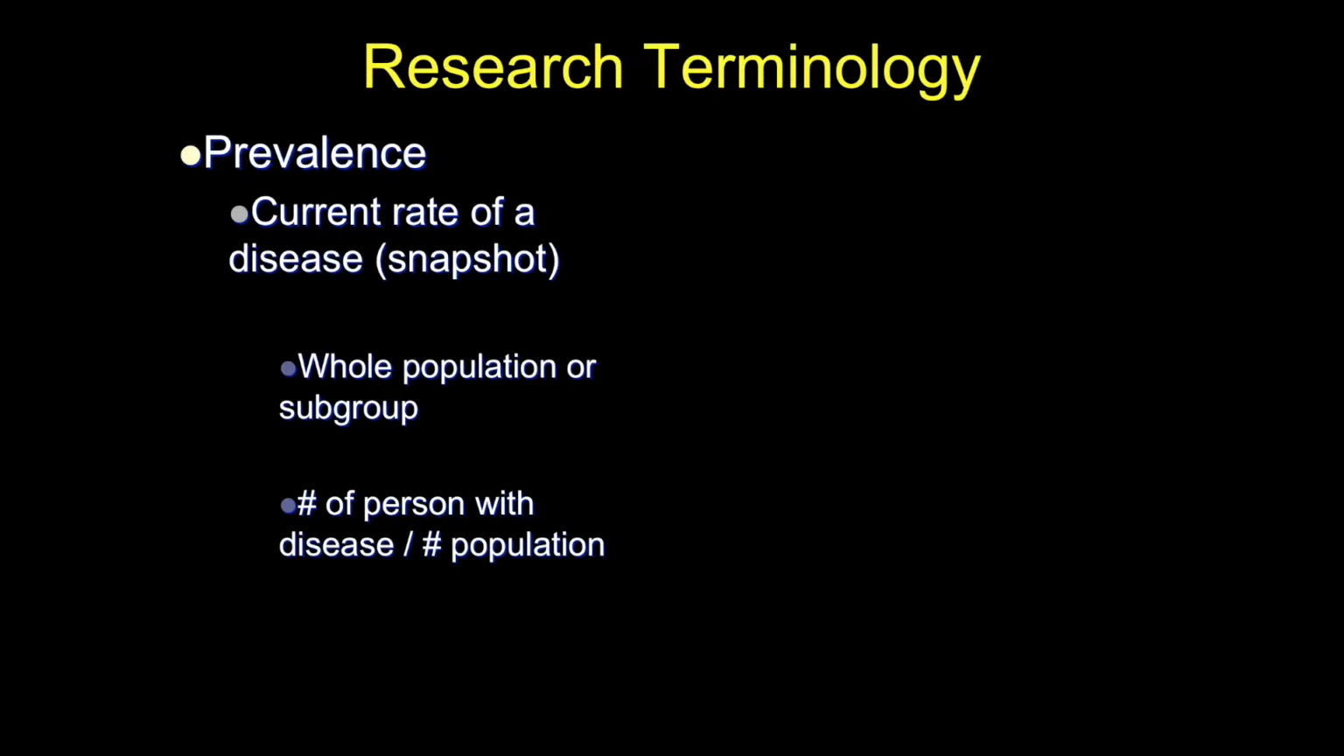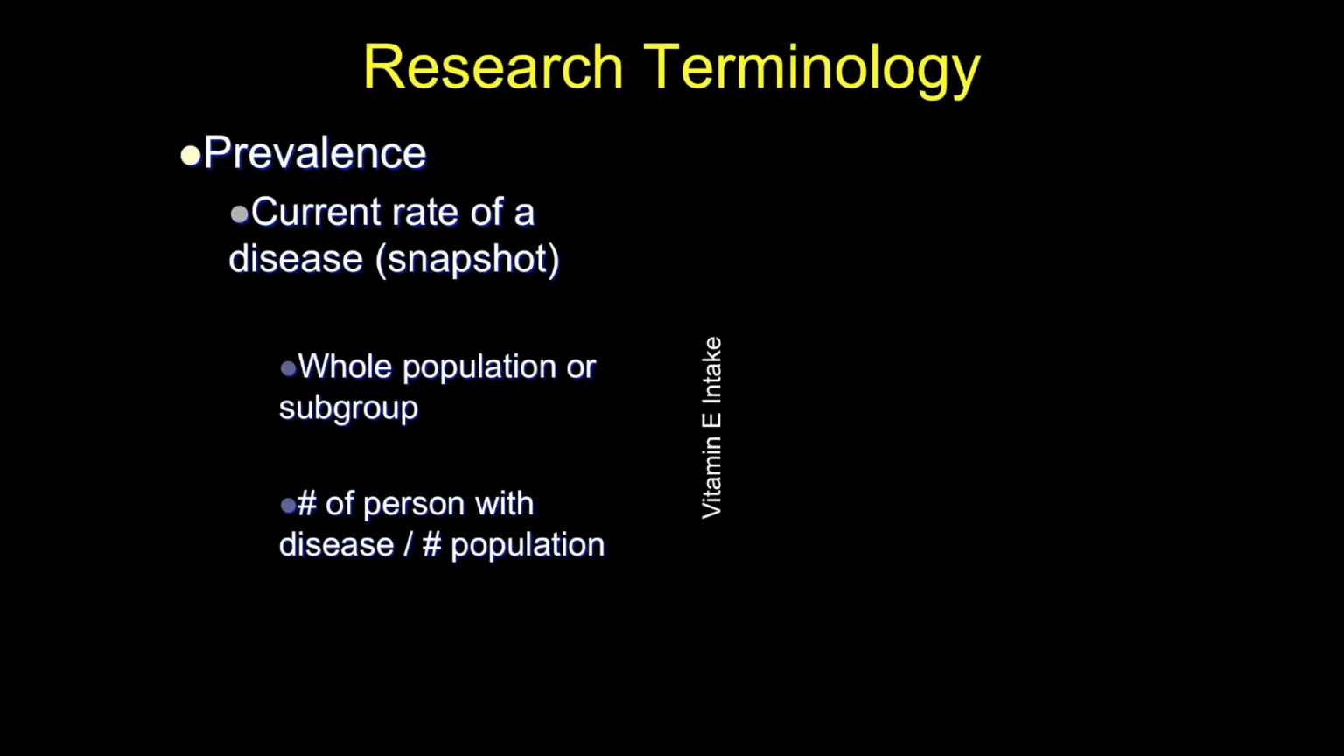Another word that is important that you see quite often in the literature is prevalence. Prevalence is the current rate of a disease. It's a snapshot of what's going on. You either can look at this using whole populations or a subgroup of population, that sample population that we were talking about earlier. So it's the number of persons with the disease per the number in the population. So how many people have the disease today?